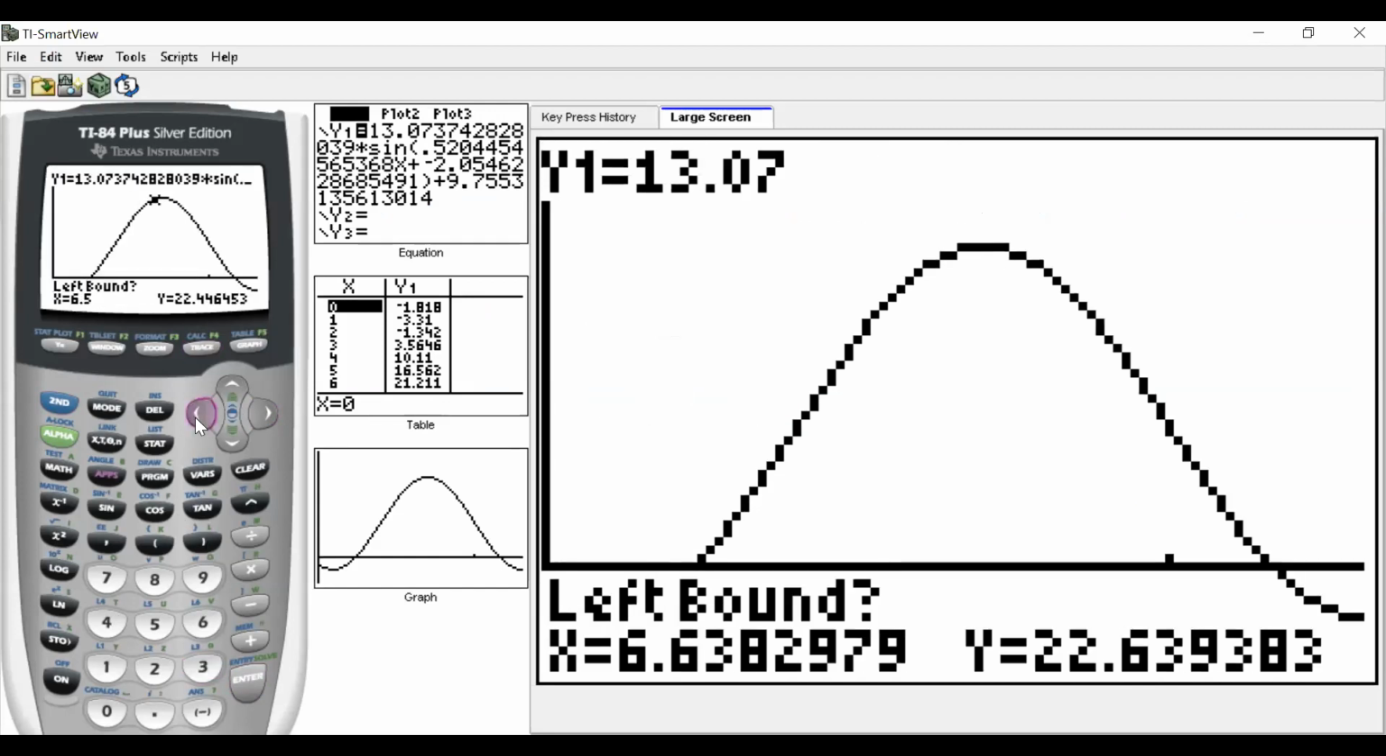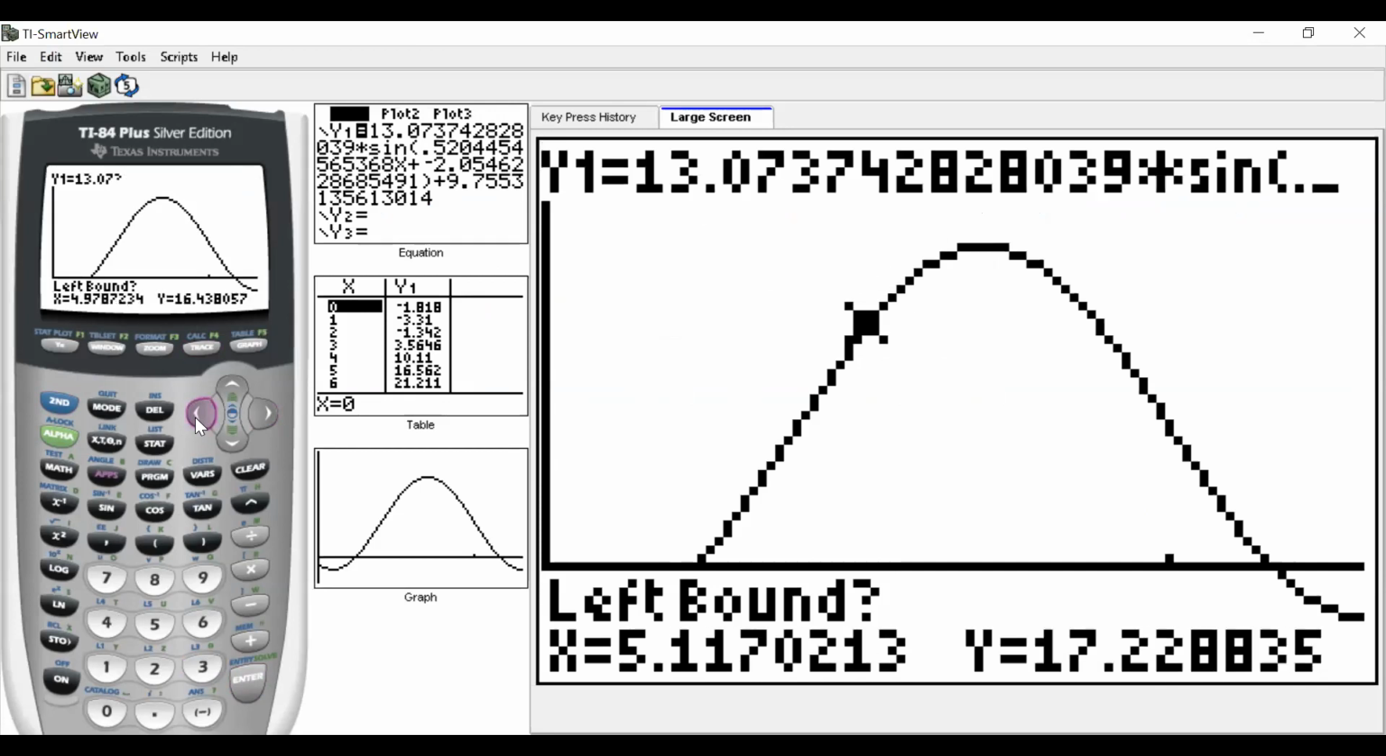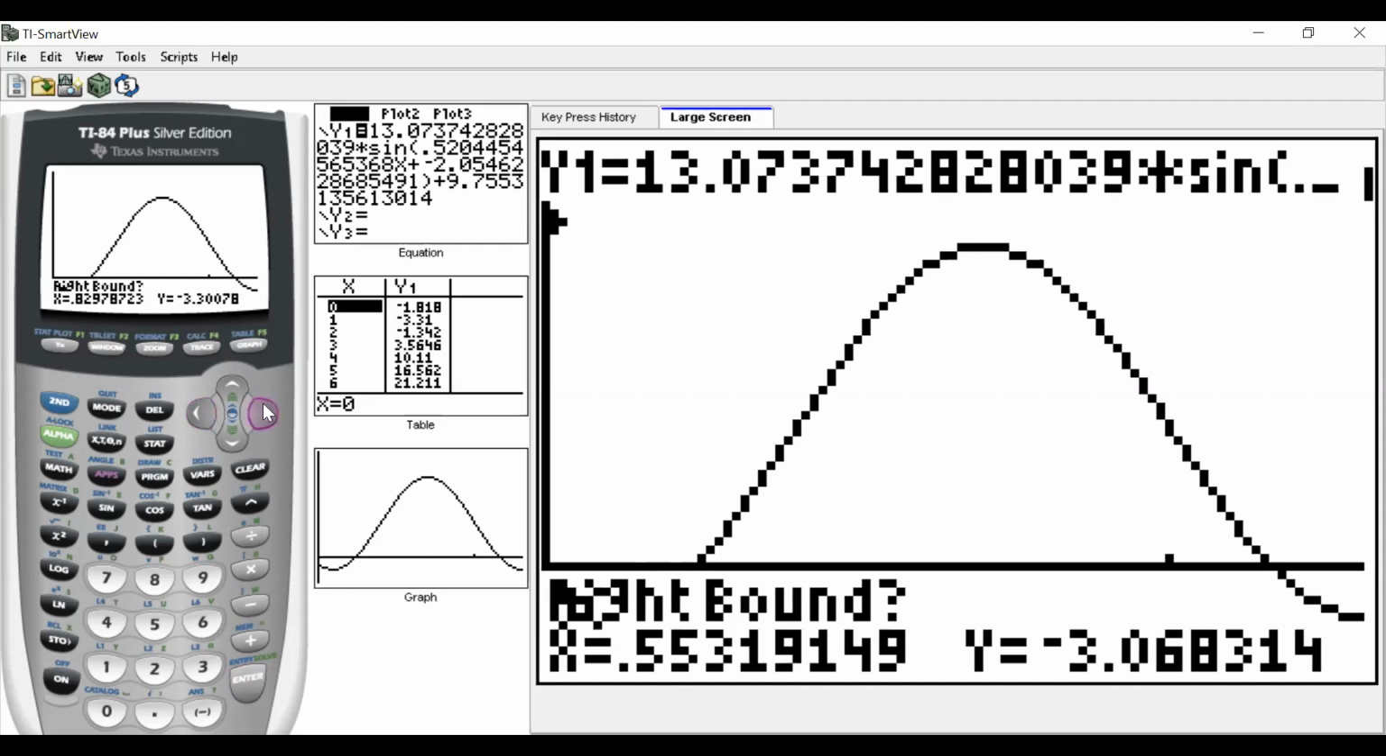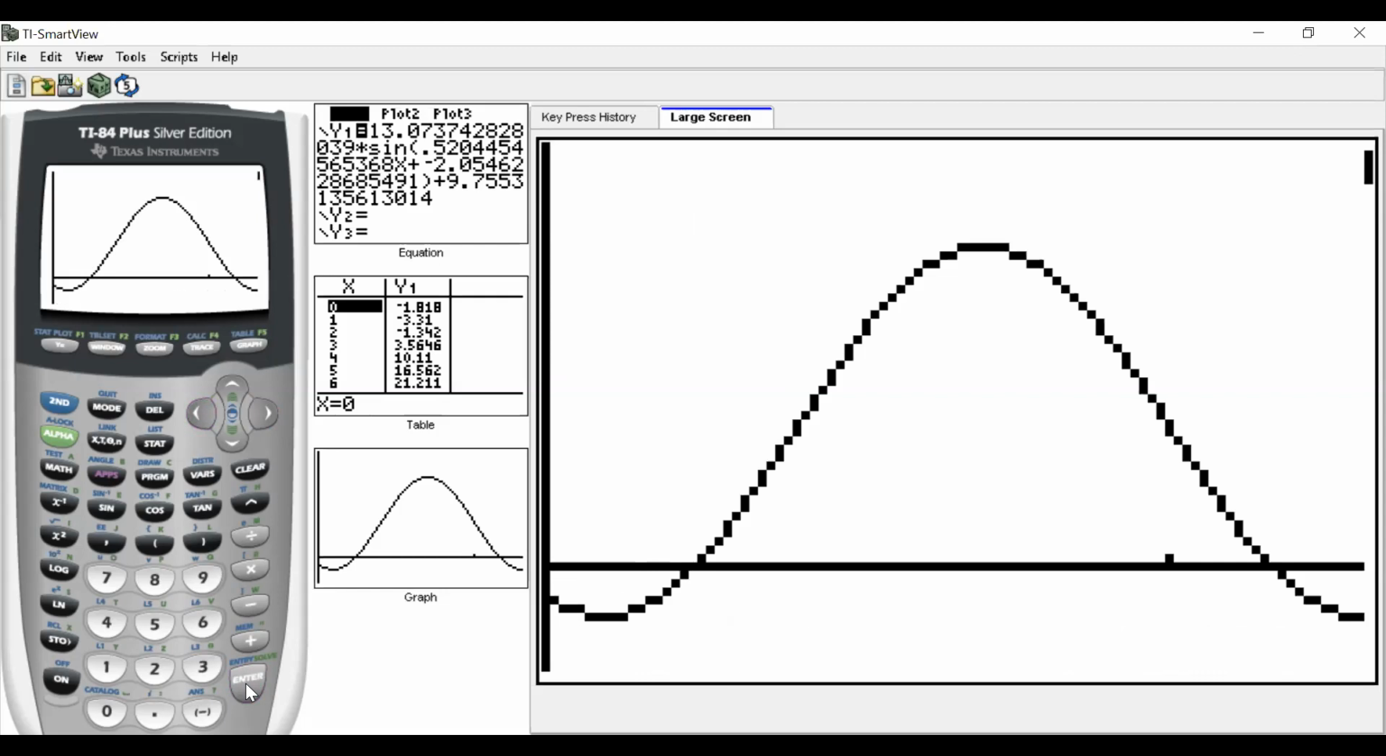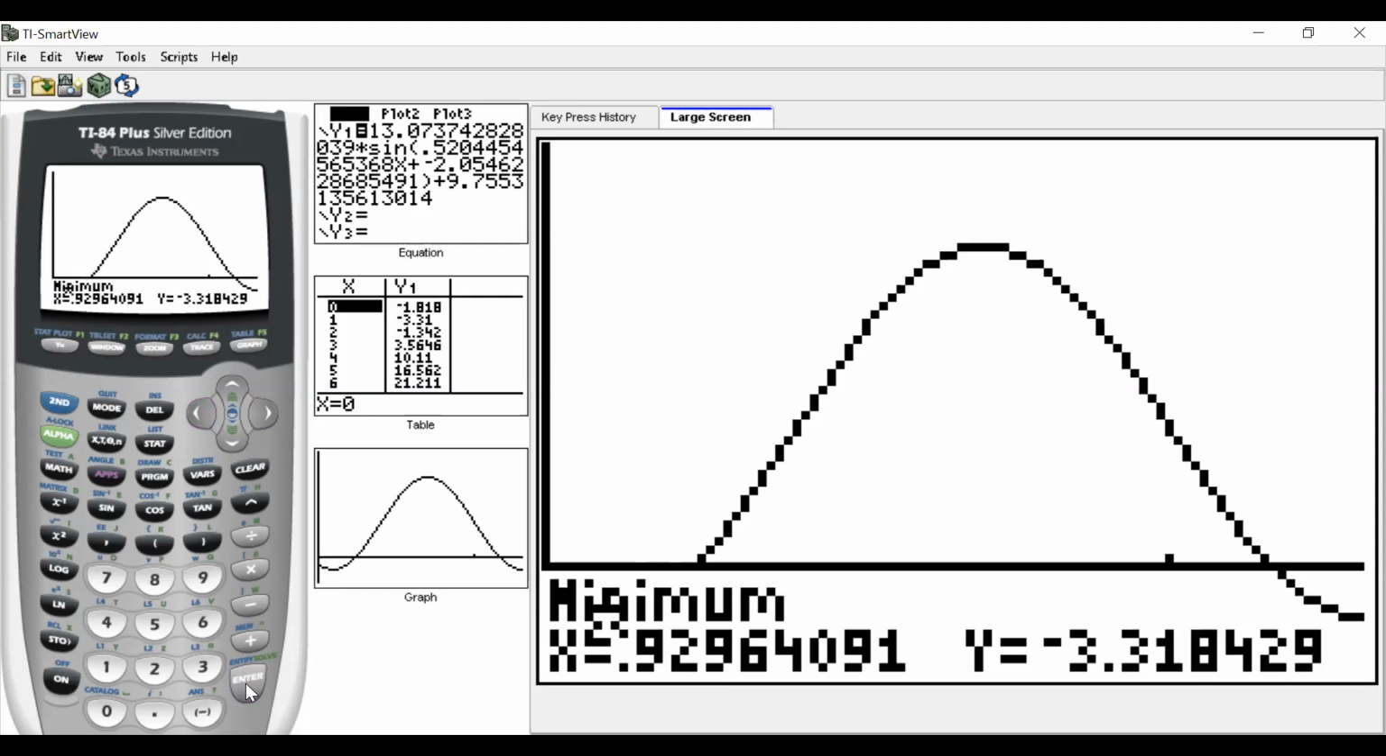Okay, again, Casio people, you just go Shift G solve and minimum, and you're already done. You're waiting for all us TI people to finish up, right? Left bound, right bound, enter guess. I don't know why they put guess in there. What a waste. Okay, we get a minimum of negative 3.3.